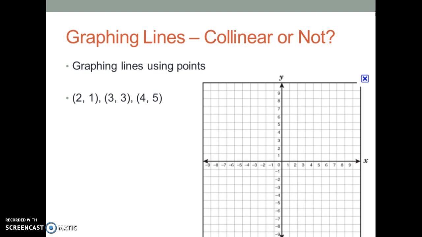So if we were to graph the points (2, 1), (3, 3), and (4, 5), these 3 points form a straight line. I can connect them with a straight line, and it's easy to see that they are collinear. If they're not collinear, then these points are not going to form a straight line.